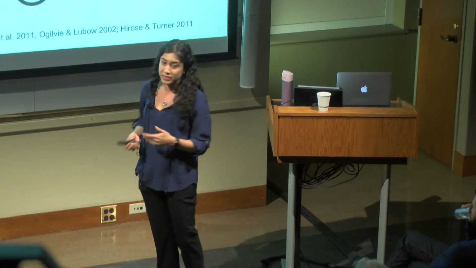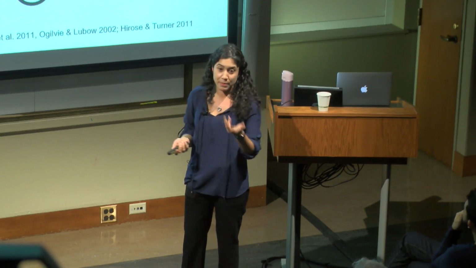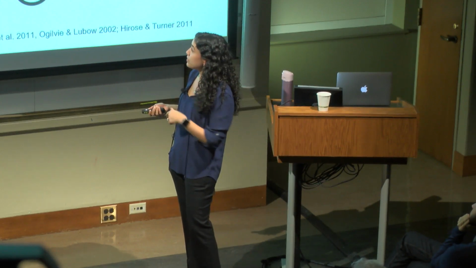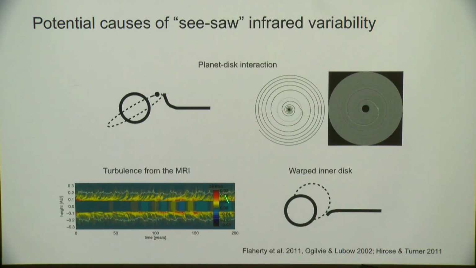And of course, our models were very simplistic, just moving vertical walls up and down, and there could be many different explanations for what can cause the inner rim to change. So planet-disk interactions, where a planet can warp the innermost disk, or where spiral waves generated by the planet can propagate into the inner disk. Turbulence can also cause small changes in the height of the inner rim of the disk. And you can also have some interaction with the magnetic field.